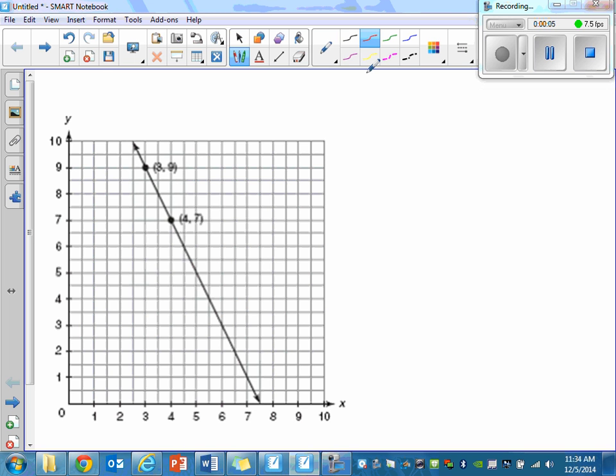I hope you're ready for the next lesson in our slope unit. Today we're going to be finding the y-intercept in various ways. So hopefully you remember that the equation for a line is y equals mx plus b, where m is the slope, b is the y-intercept, and x and y are just points on the graph. So today we're going to be talking about finding the y-intercept.